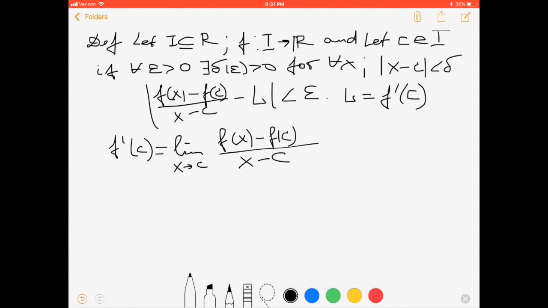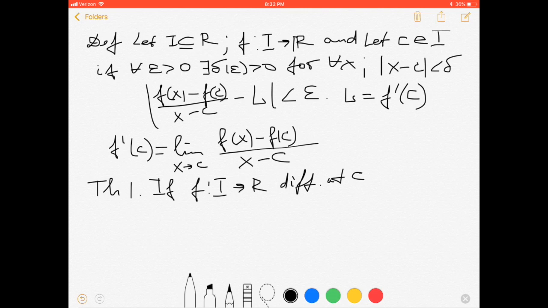Here we have a theorem that tells us, theorem 1: if function f from I to R is differentiable at c, then our function f is continuous at c. Let's try to prove this fact.